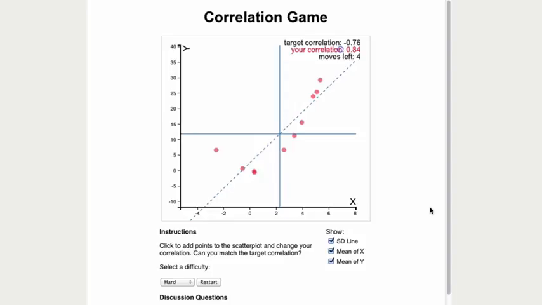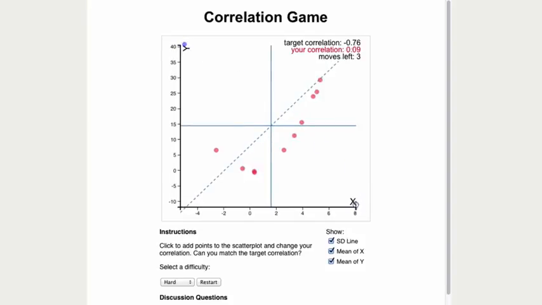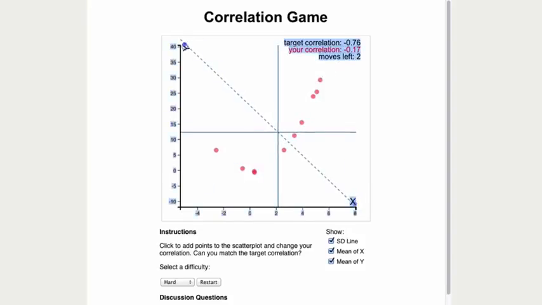We see that our target correlation is negative 0.76, and our current correlation is 0.84. We can only add 4 points, and we have a long way to go. So I'm going to add points to the two negative quadrants. I'm going to add them as extreme as I can get them. So as you can see, we're making good progress. Unfortunately, much like life, at the hard difficulty, it's not always possible to reach your targets.